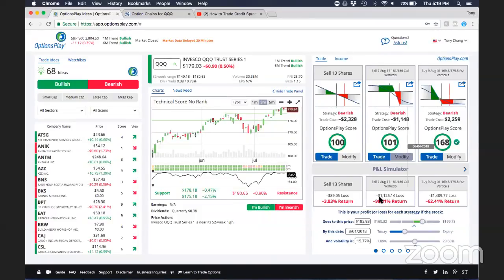SPX is like ES. Sure, SPX is the cash index, and ES is the futures on that cash index. So you can trade both in theory. If you have access to options on futures, you can certainly do that. But this is referring to equity indices that I'm talking about here.